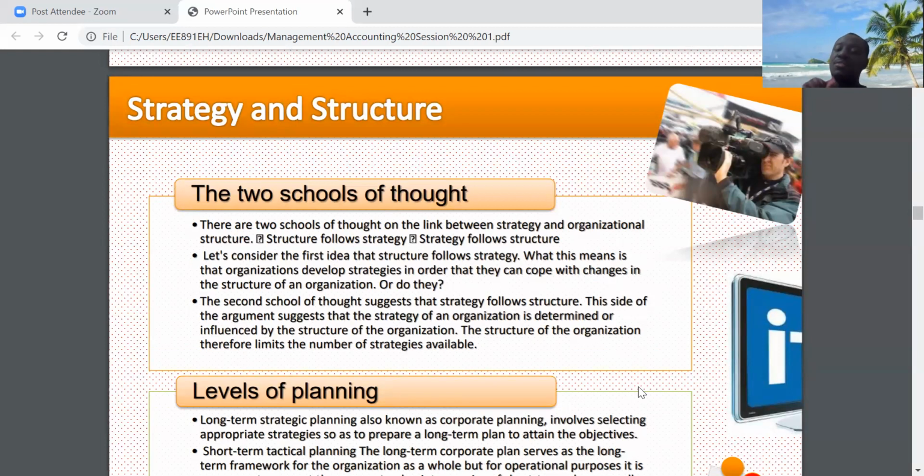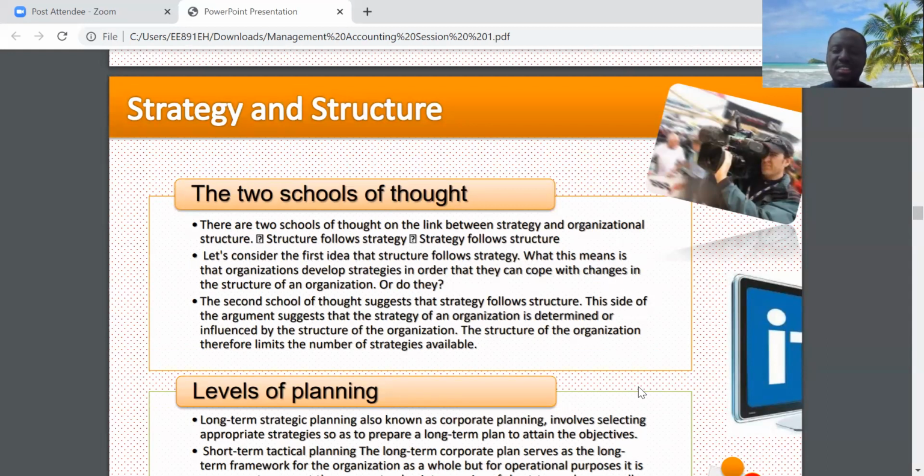Let's take it again. First school of thought says structure follows strategy. What does this mean? It means that strategies are developed in order to cope with the changes in structure. Then we have strategy follows structure. What does this mean? It means that the strategy of the organization is determined or influenced by the structure. So very, very important. Two schools of thought.